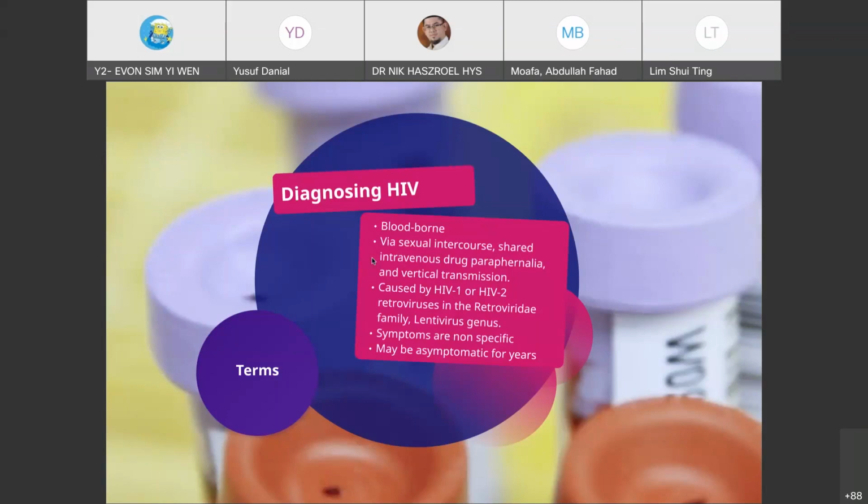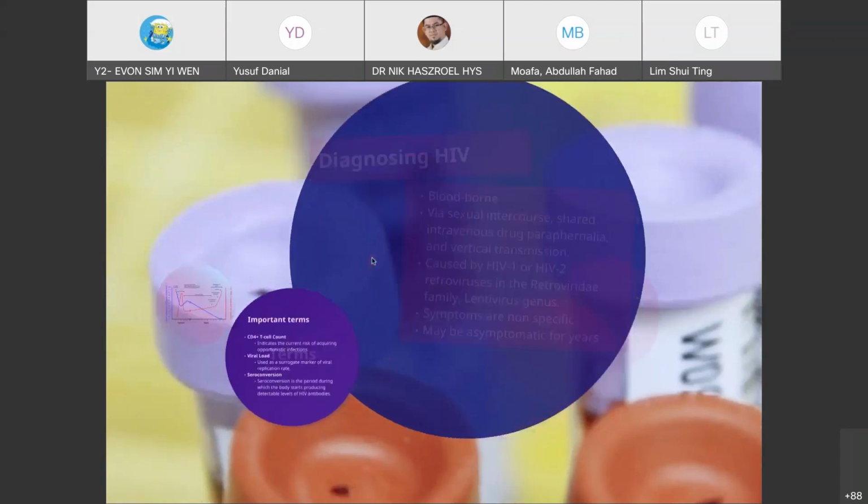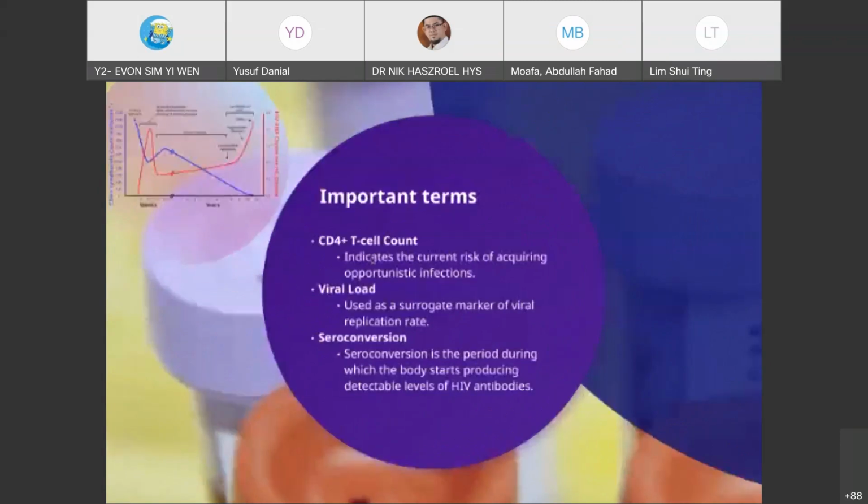This also causes a lot of late diagnosis. Okay, so some important terms. This has also been covered by Yvonne, so I'm going to spare you the graph. She already explained it really well.